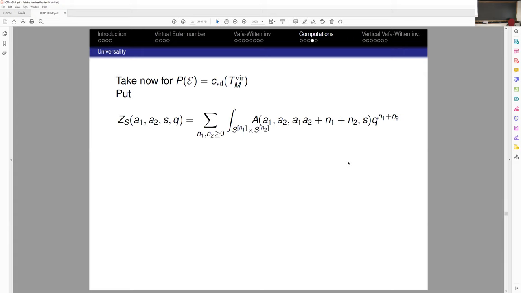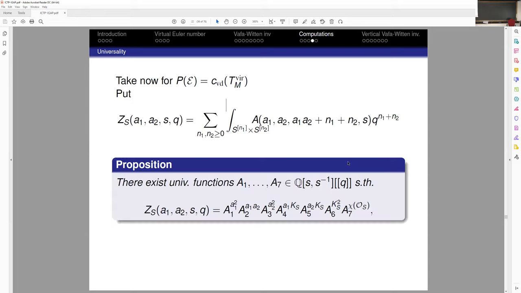Instead of looking at one of them at a time, we look at all of them at the same time and try to see whether we can say something in general. There is this result that in some way this thing is simple. The way it depends on these classes A1, A2, and the surface is just by some simple numbers, the intersection A1 squared, A1 A2, A2 squared, and so on.